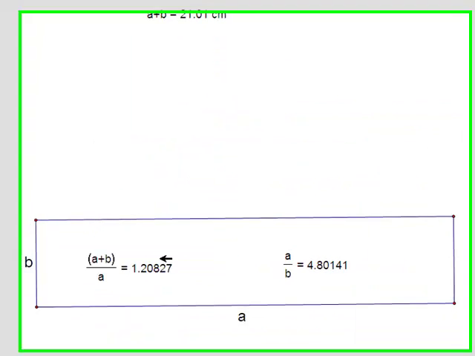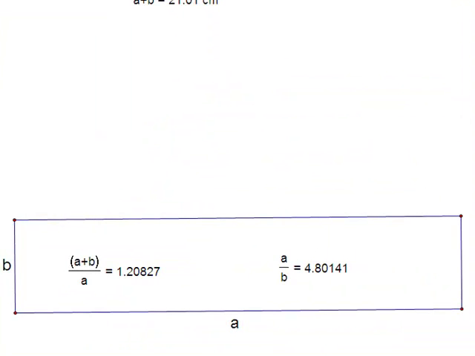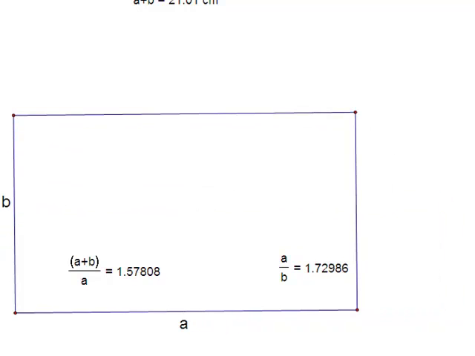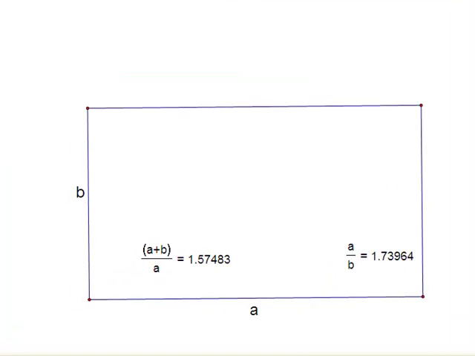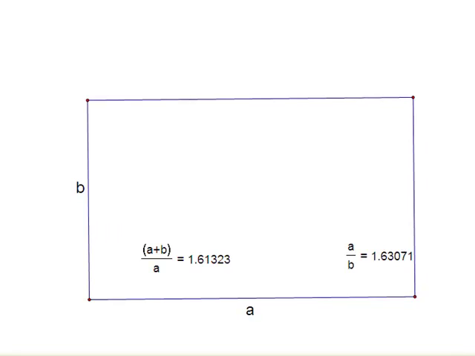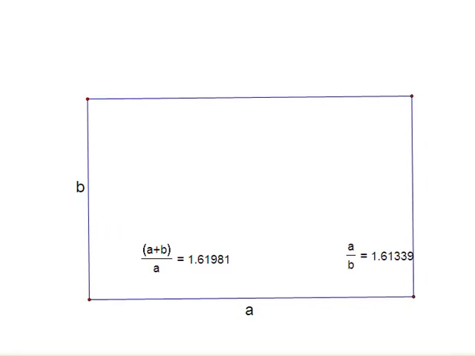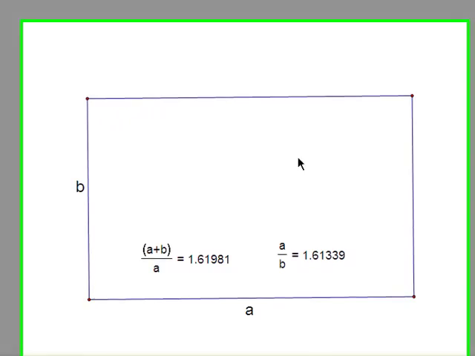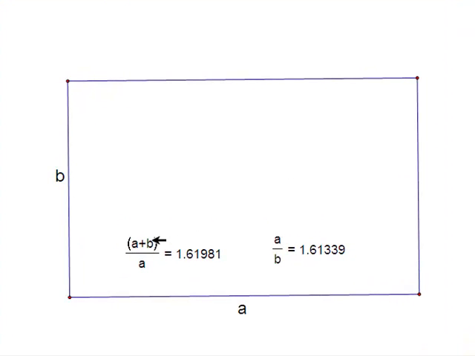According to the ancient Greeks, this would not be considered a beautiful rectangle. This is ugly. If we change the dimensions a bit, we can clearly see this is the most beautiful rectangle. If we turned it sideways, a pleasant human face would fit in it perfectly. This rectangle has the property that a plus b over a is the same as a over b.